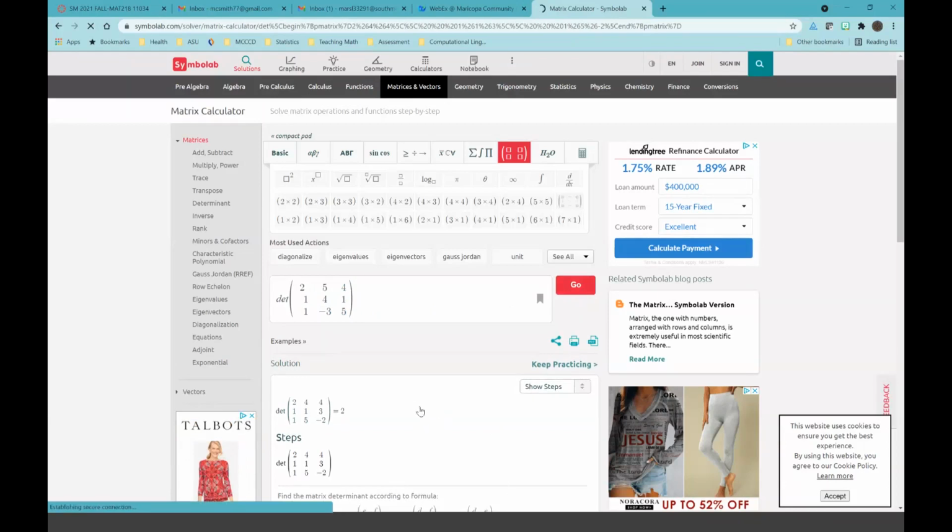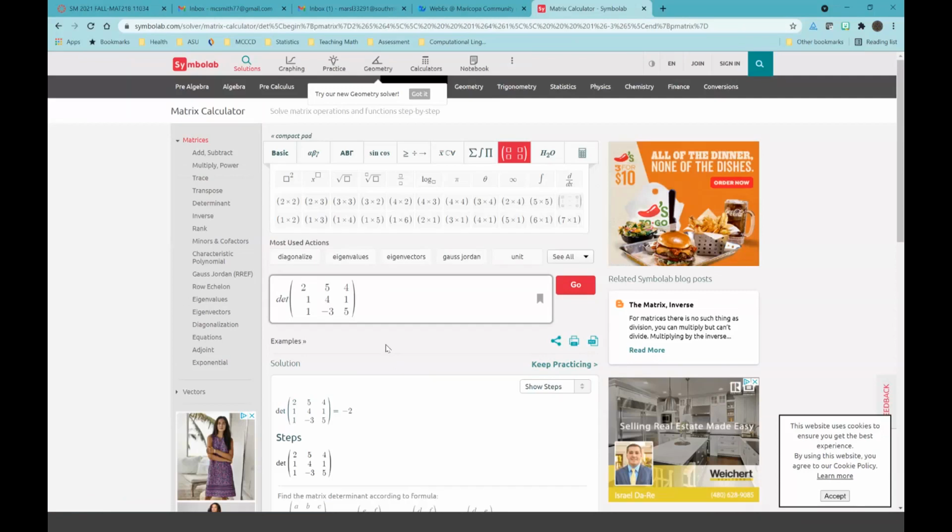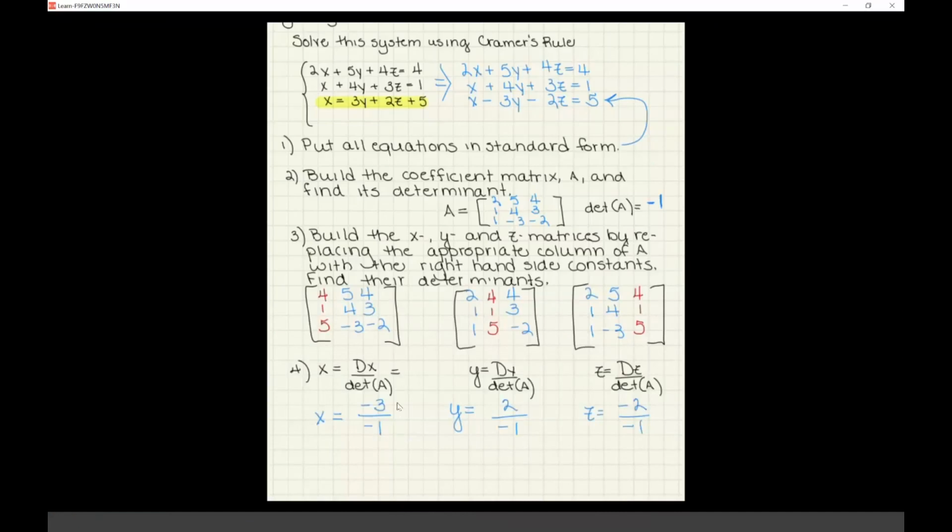Okay, and that is a -2. I was going to say, I don't think it went. Okay, so here it's a -2. My Wi-Fi is a little bit slow today. So -2 is my z determinant, and I've made notes of all of those. I'm going to come back to my worksheet, and you can see I've plugged in d sub x, d sub y, d sub z.